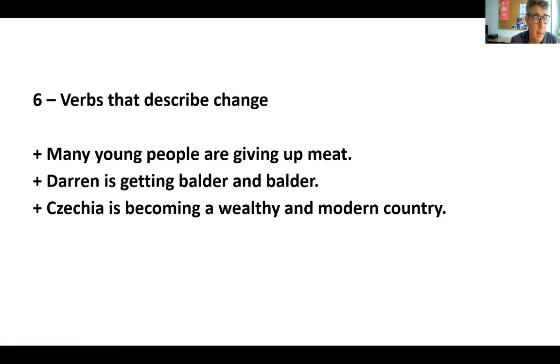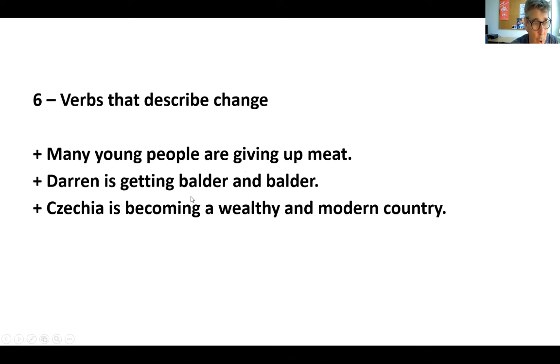All right. And then situations where we describe change. I believe this is our last example. Change is something in process, something that's in a period of changing. And here we have, things are changing. Many young people are giving up meat. That just happens to be true. Younger people are eating less meat. We have are giving, present continuous.